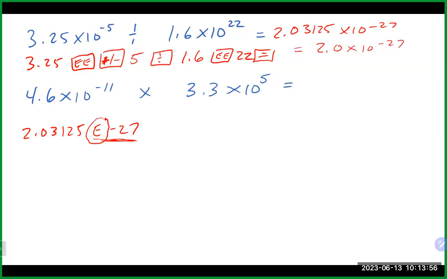If we do the next one, you would punch it in the same way. We would take 4.6 exponent button -11. We would times it by 3.3 exponent button and 5. And on my calculator, I get 0.00001518, which if we wanted to turn into scientific notation, we would go 1, 2, 3, 4, and 5 and give us 1.5 times 10 to the -5, as that's a small number.